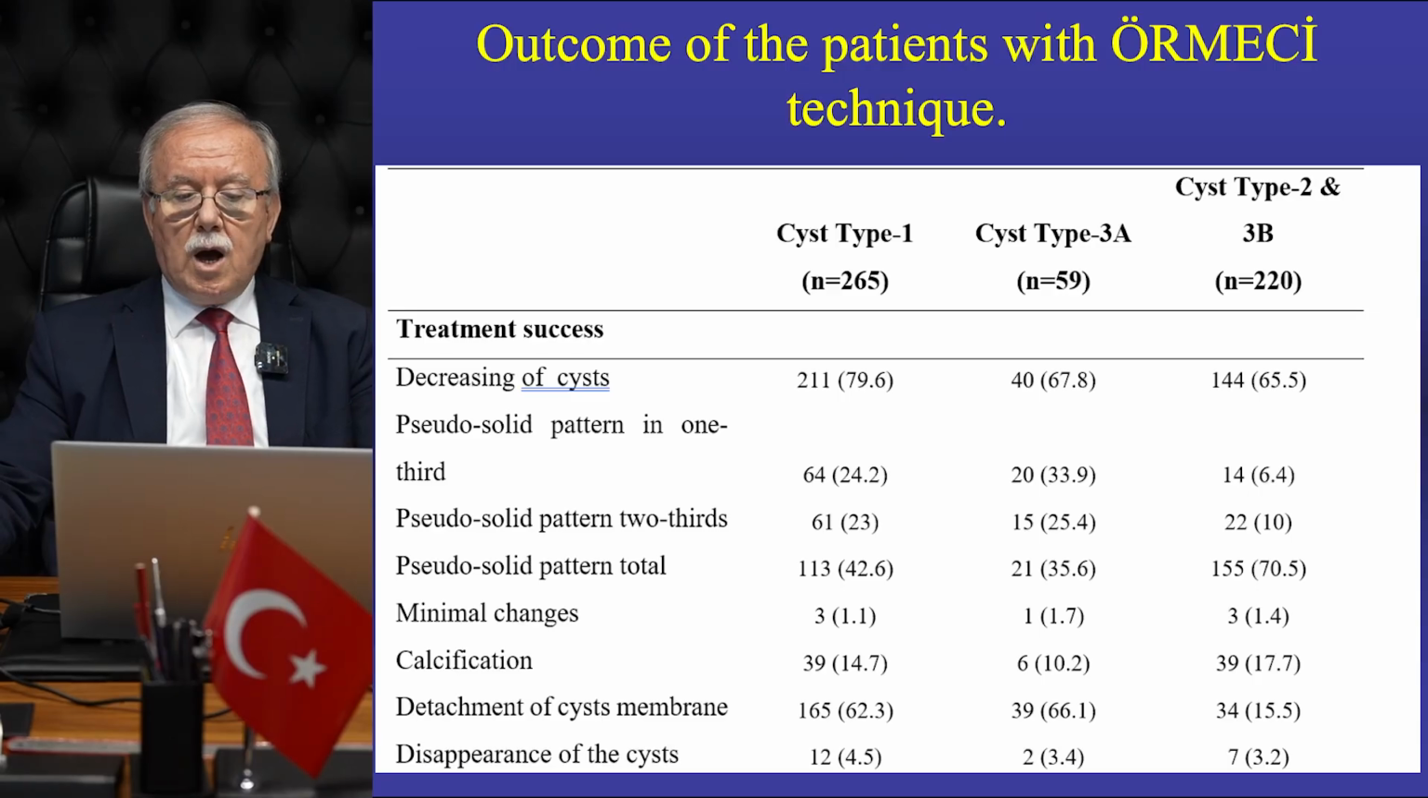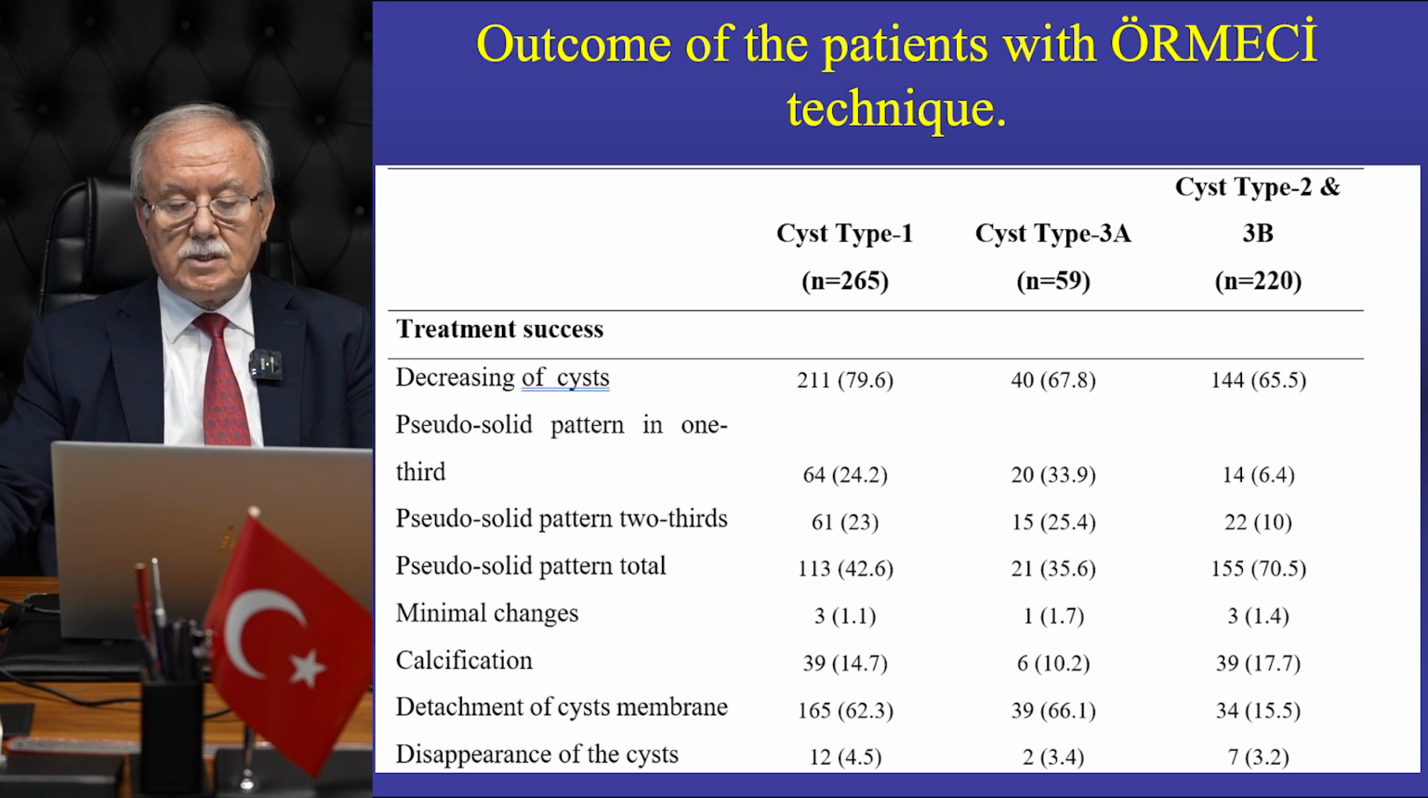So when we look at the outcome of the patients with the Örmeci technique, we have evaluated the cases in terms of decreasing of the cyst, pseudo-solid pattern, one part or two part or total pattern, or minimal changes or calcification, or detachment of the cyst membrane or disappearance of the cyst. So you see here cyst type 1, type 2, 3A, type 2 and 3B, and the evaluated numbers.